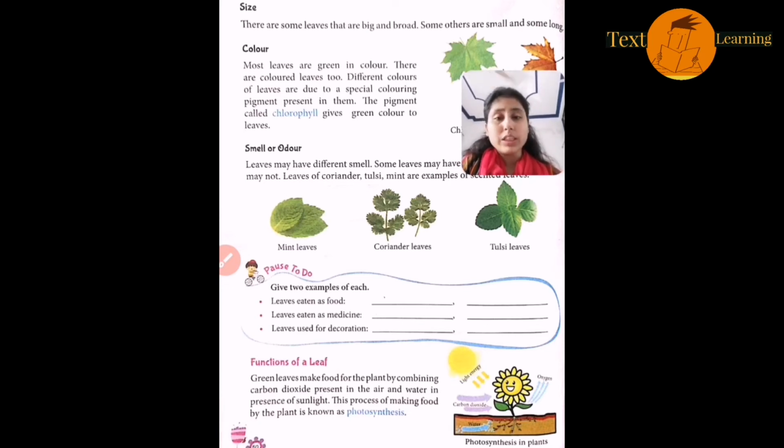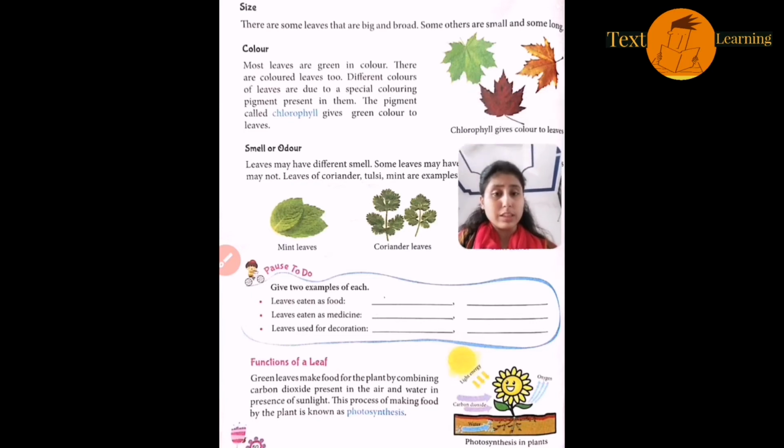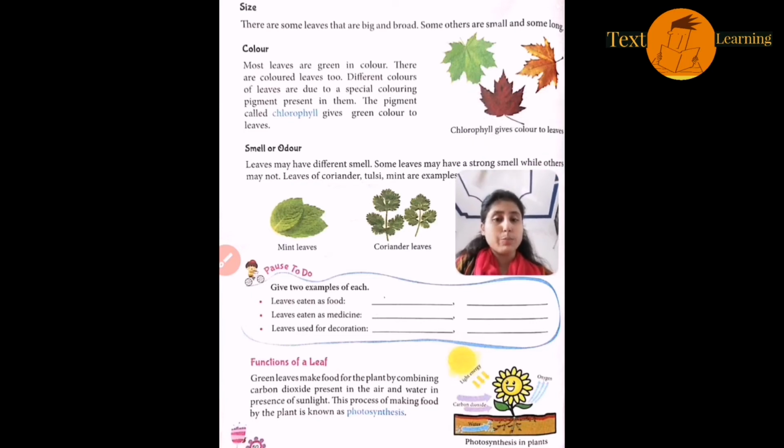Most leaves are green in color. There are colored leaves too. You can see the pictures in this book also. There is dark brown color, light brown color. So they are having different color leaves.